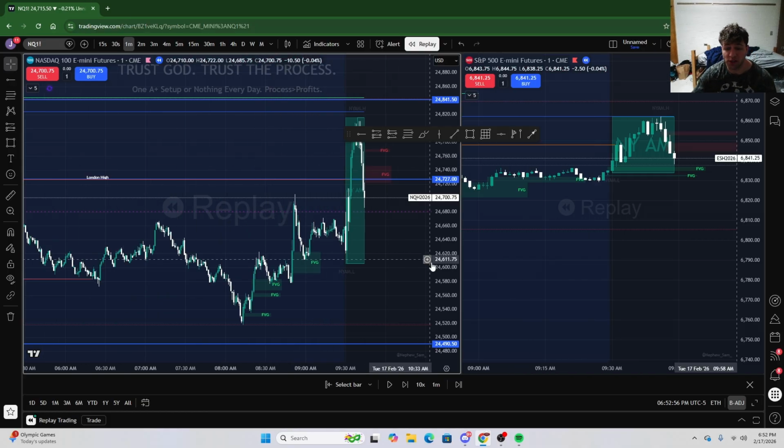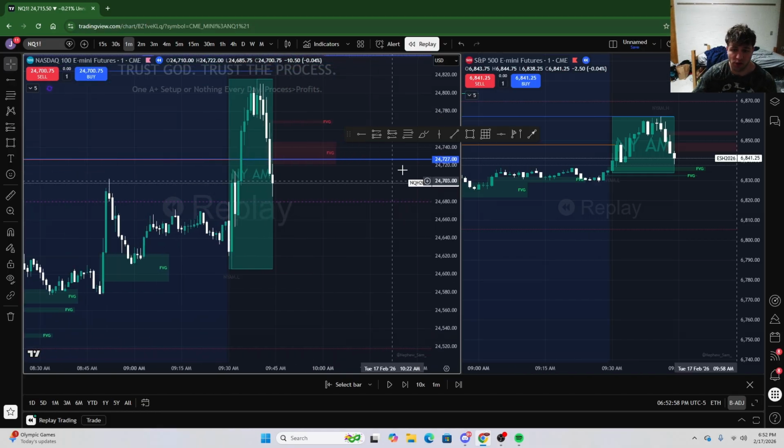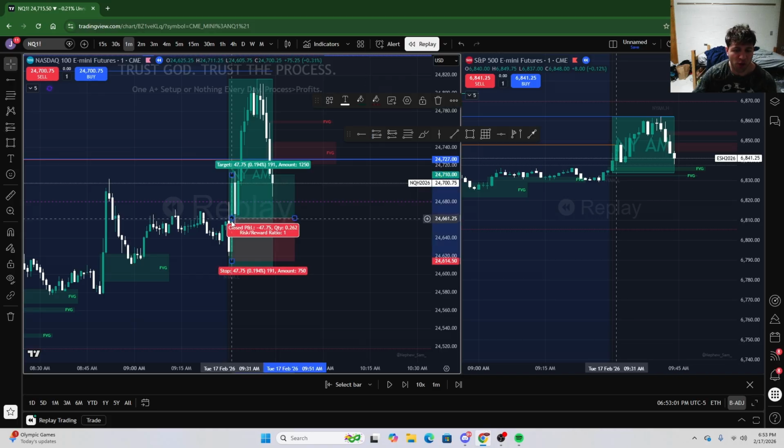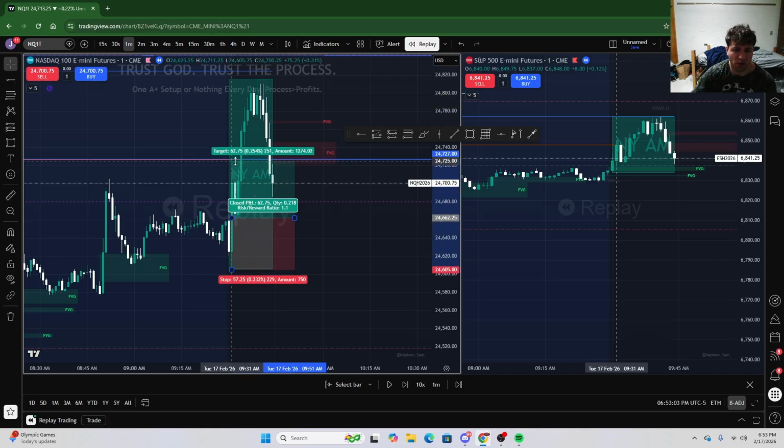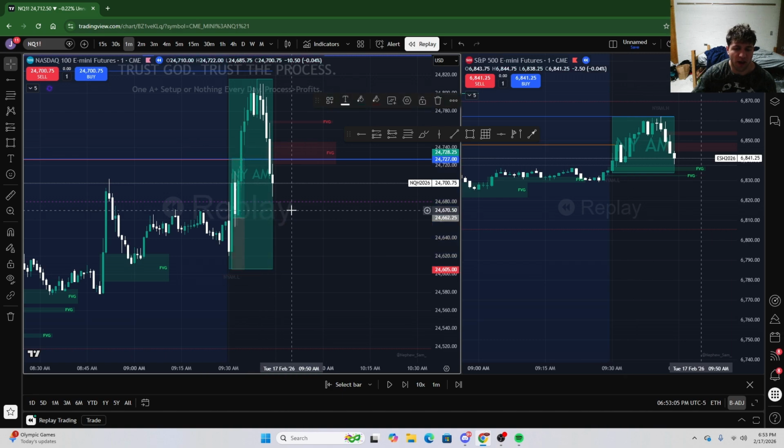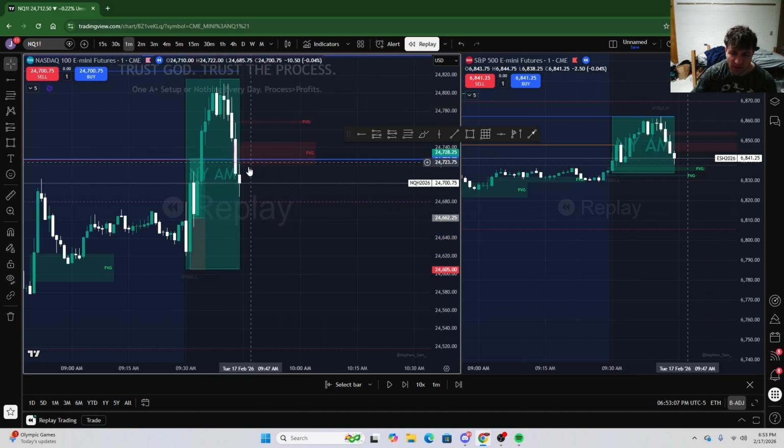I use them as targets for my draws on liquidity for my play. So if I were to get a gap here, which sadly I couldn't, I would go, okay, stop below the low, 1-to-1, right to London, and it would have printed. Sadly, no gap here today.